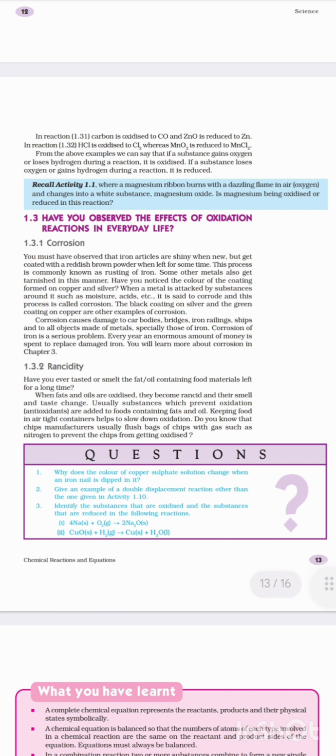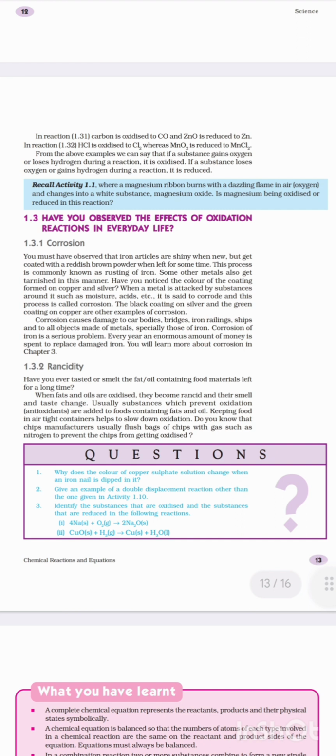When a metal is attacked by substances around it, such as moisture, acids, etc., it is said to corrode, and this process is known as corrosion. So corrosion is when a metal, only a metal, is affected or attacked by a substance, that is, moisture or air present in the environment. It is said to be corroded, and the process is known as corrosion. The black coating on silver and the green coating on copper are examples of corrosion. Also, the reddish brown powder formed on iron is an example of corrosion.